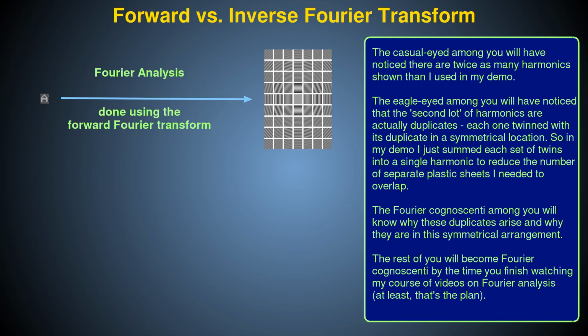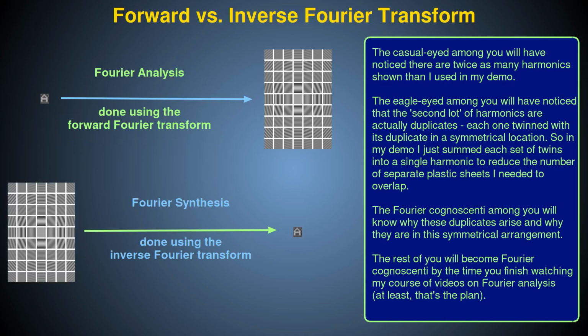His method of analyzing a general function to calculate its component harmonics is called Fourier analysis of the function and uses the forward Fourier transform. Adding up all those harmonics to reproduce the original function is called Fourier synthesis of the function and is done using the inverse Fourier transform.